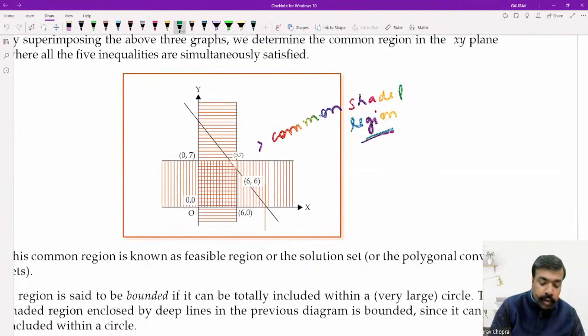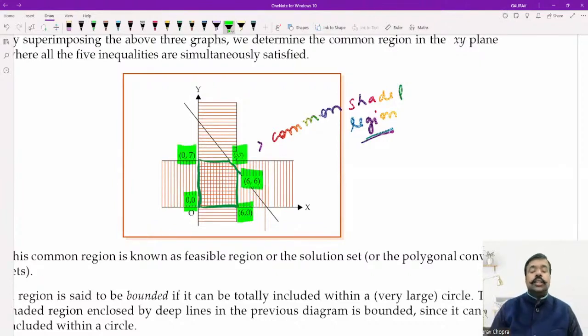As soon as we have found the common area, we have to find its coordinates, where the graph is taking a turn. Where the graph is taking a turn, we have to find the coordinates. So what are those coordinates? The first one is 0, 0. The second one is 6, 0. Then the third one, 6, 6. The fourth one, 5, 7. And the last one, 0, 7. So we have got these 5 points. We now have to choose which of the following coordinates will be best. All right.